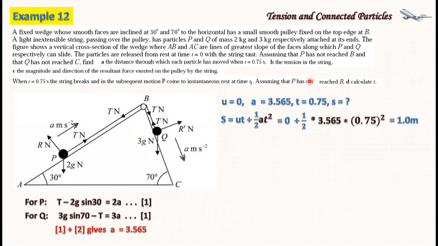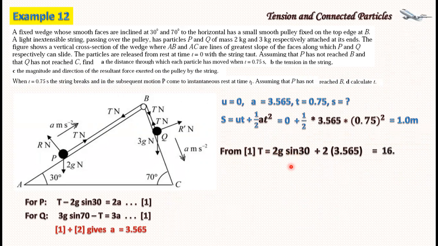Assume that P has not reached B, calculate the time. So we are calculating time. So in this part, we are calculating the time. So we know from equation 1 that T is equal to 2g sine 30.